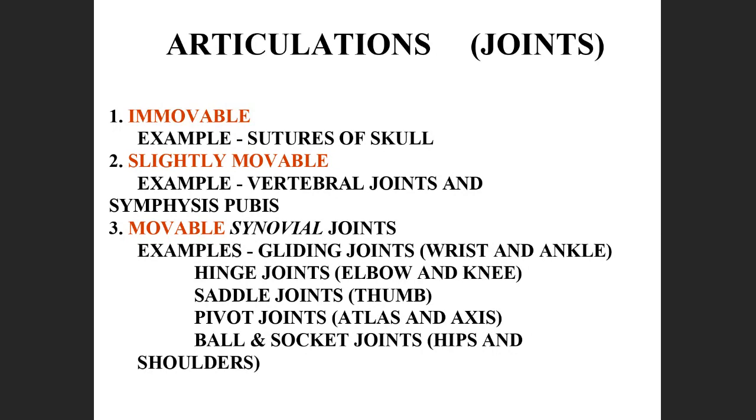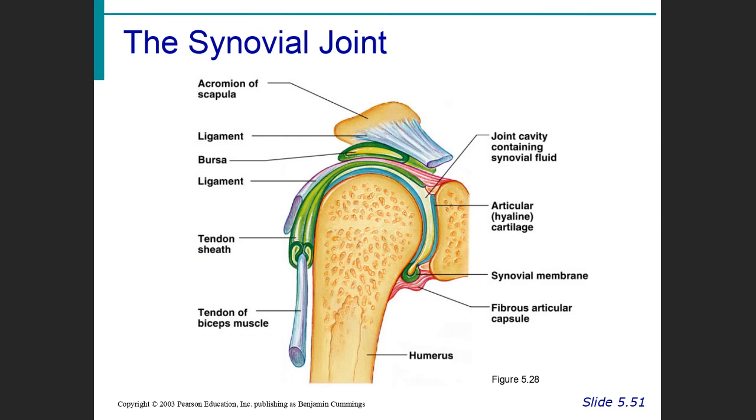Ball and socket joints are just what they sound like. You have a round ball-like structure that fits into a socket, and it can move around almost 360 degrees. That would be your hips and your shoulders. And so those are the different kinds of joints. Now, a picture of them would be this slide here.